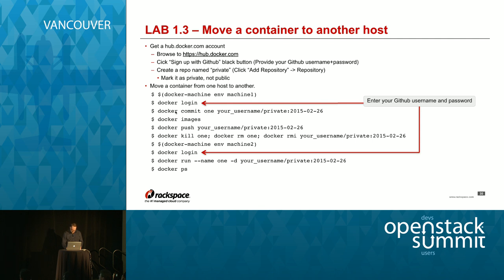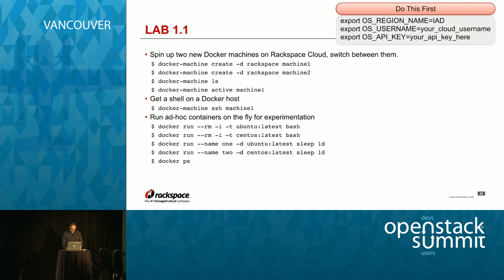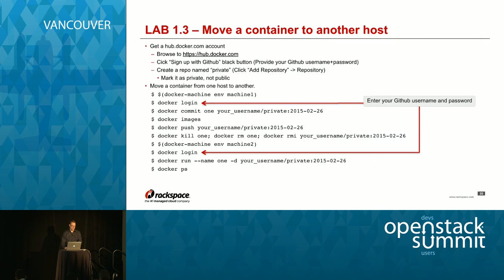Or actually, hold on a sec. No, I take it back. This says commit the container named 1, which we created earlier on. So we got a container named 1, we got a container named 2. So sorry, it's not a bug, it's actually right. Docker commit the container 1, the state of that 1, to the path of the private repository with a tag on the end, right? Okay.